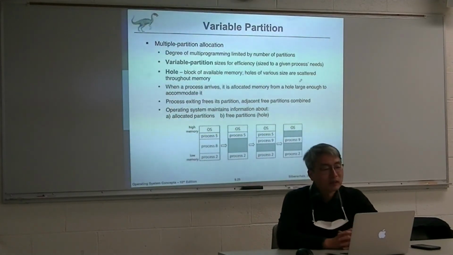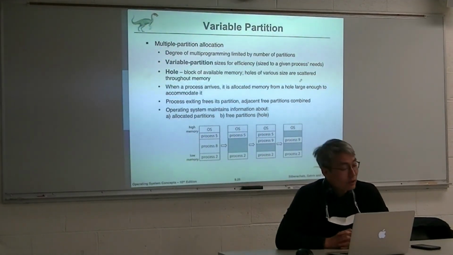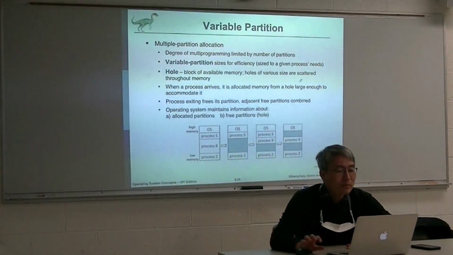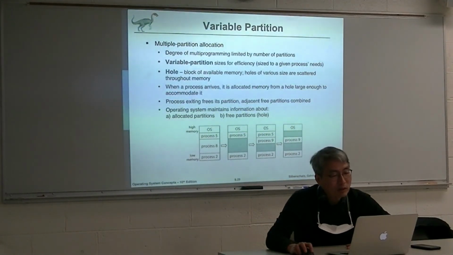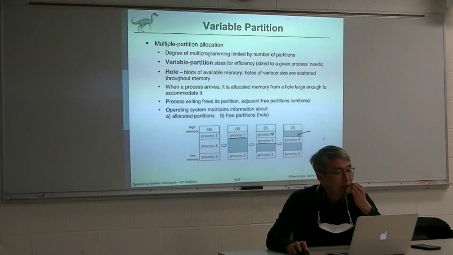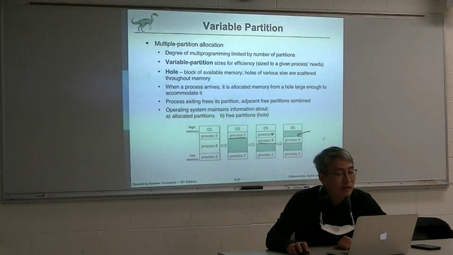Okay, then how does it allocate the partition to the process? There are different approaches. Basically it will be like this. We can allocate a chunk for one process and another chunk for another process. If process 3 is done, it will be like that. Then we can allocate the chunk to another process like this.